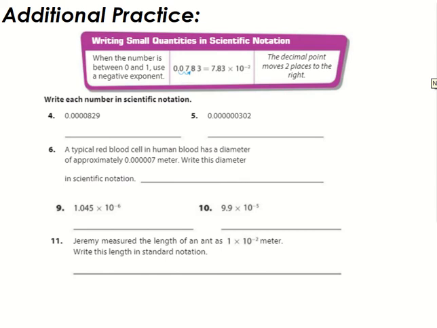All right, so writing really small numbers into scientific notation is 2.3. So the first page we did is 2.2, and then this is 2.3. And so this is changing really small numbers into scientific notation. So when the number is between 0 and 1, we use negative exponents. So think about that as well.